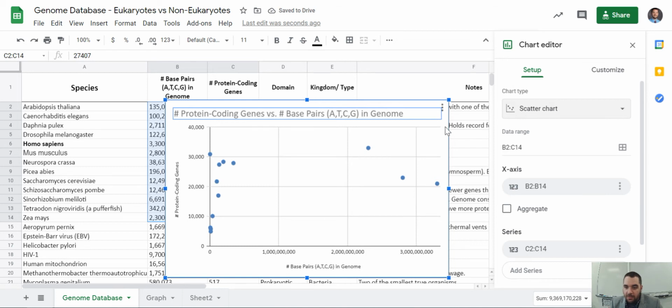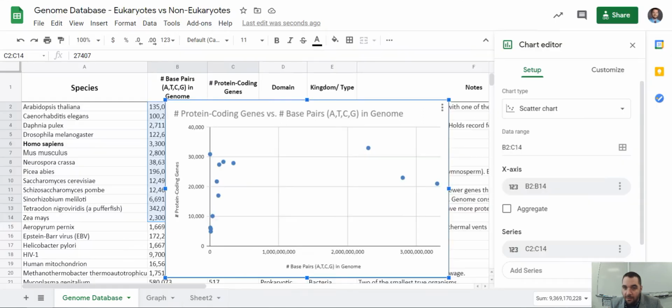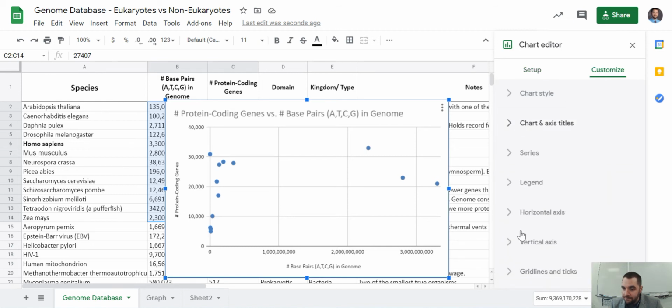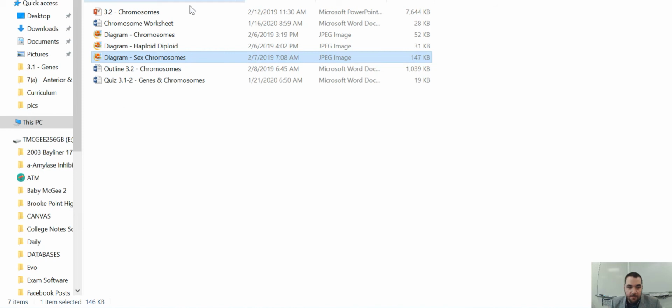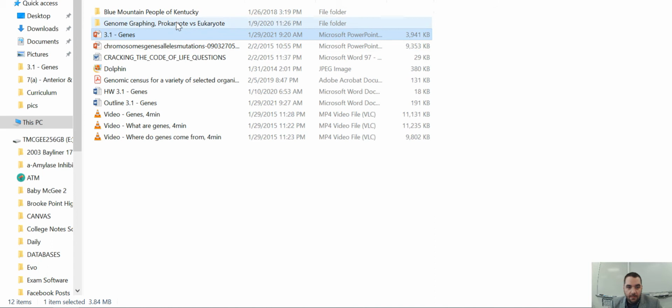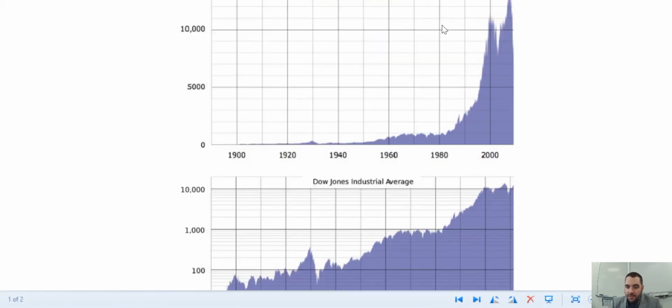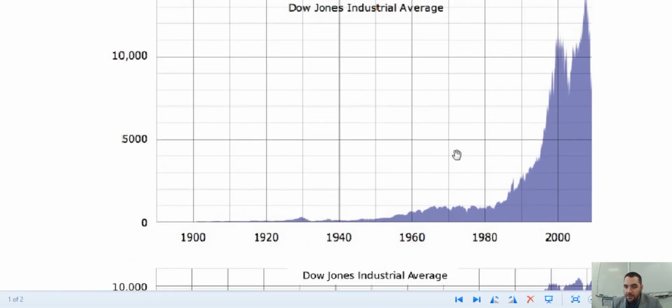So we could go ahead and just copy this graph and paste it right now, but notice it says you have to make a logarithmic scale. So to do this, I'm going to go here to Customize, and now I'm going to want to go down to Horizontal and Vertical Axis. I'm just going to do the horizontal axis here, but first, let me go back on my slide for this.